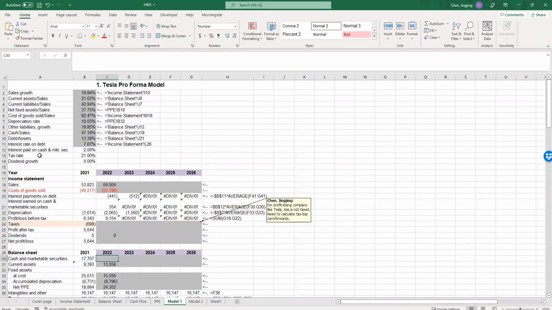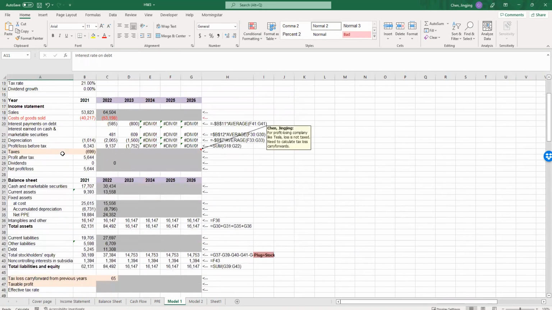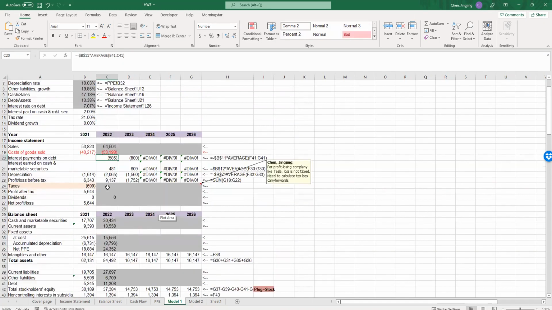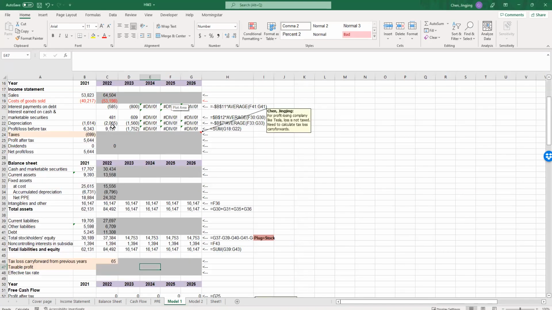And then for cash, cash is also a function of sales. So I have used this cash over sales, debt over assets, interest rate on debt. Was used here. So the formula is here, it was given already. Then we can take care of taxes.